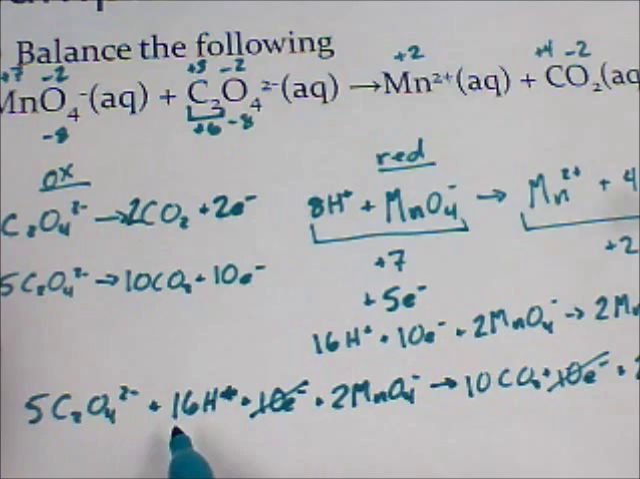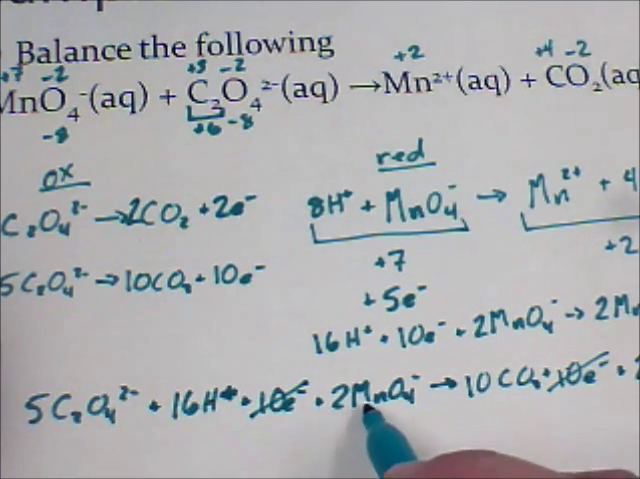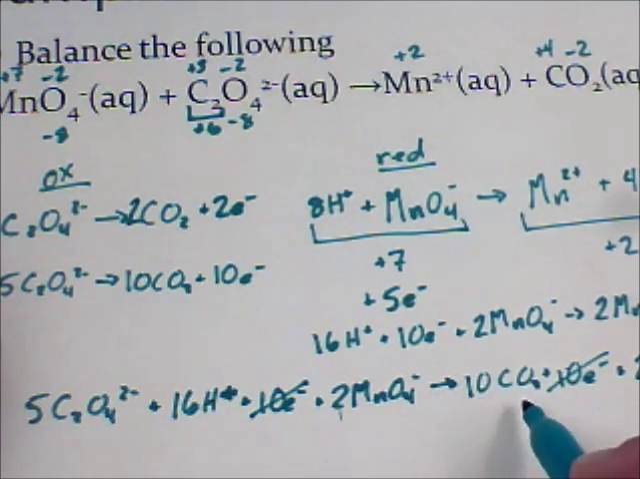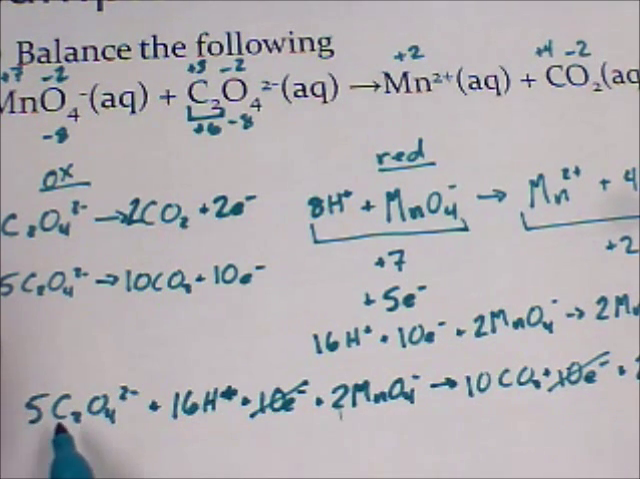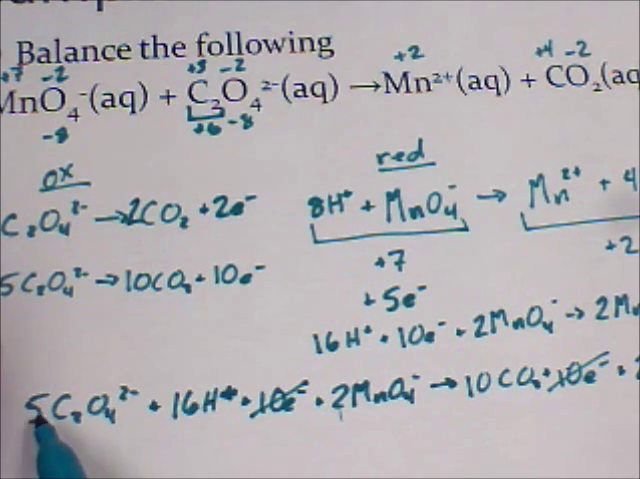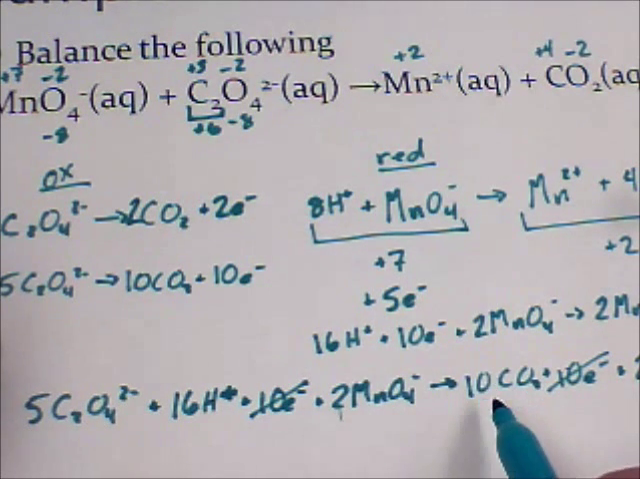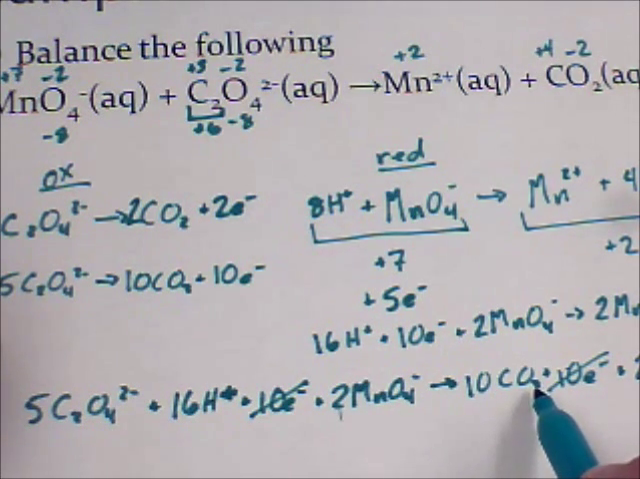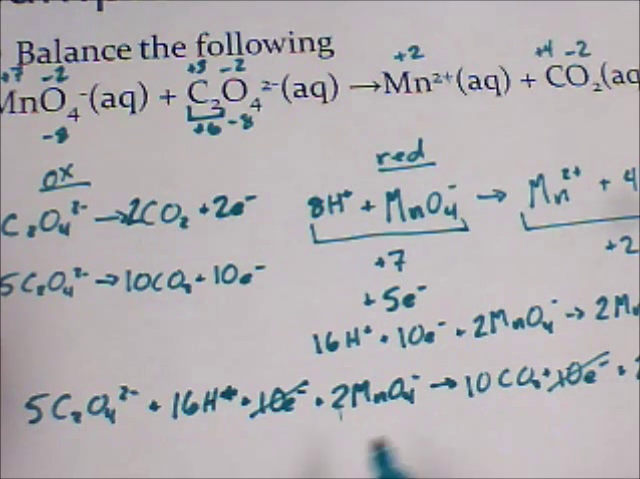5 oxalate ions plus 16 hydrogen ions plus 2 permanganate ions will make 10 CO2s plus 2 manganese 2s plus 8 waters. And we can double check to make sure this works. 5 times 2 is 10 Cs, 10 Cs. For oxygens, I have 5 times 4, that's 20, plus another 8, it's 28. Here I've got 10 times 2 is 20, 8 times 1 is 8, 28. 16 hydrogens, 8 times 2 is 16 hydrogens, 2 manganese, 2 manganese.